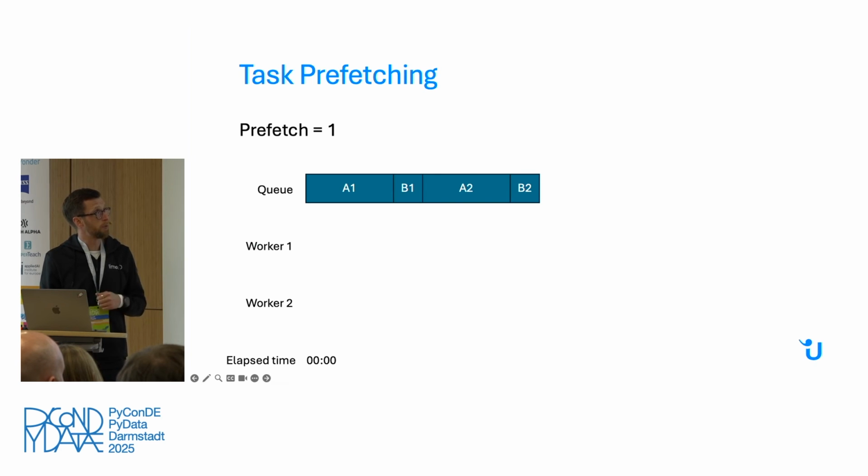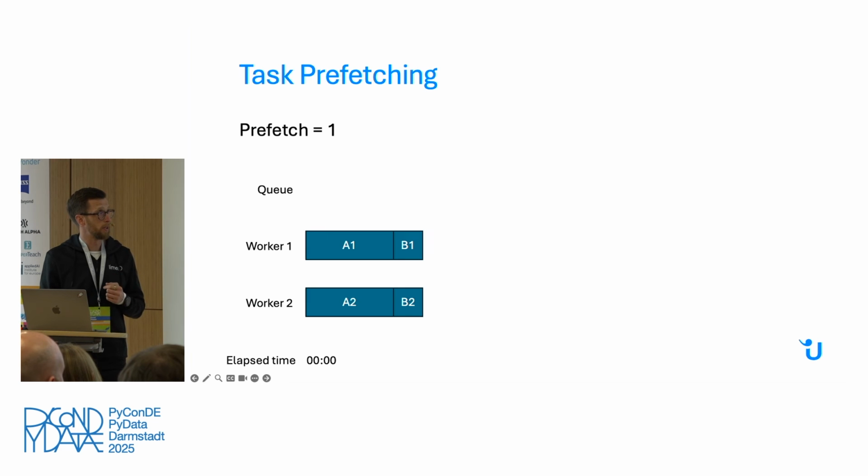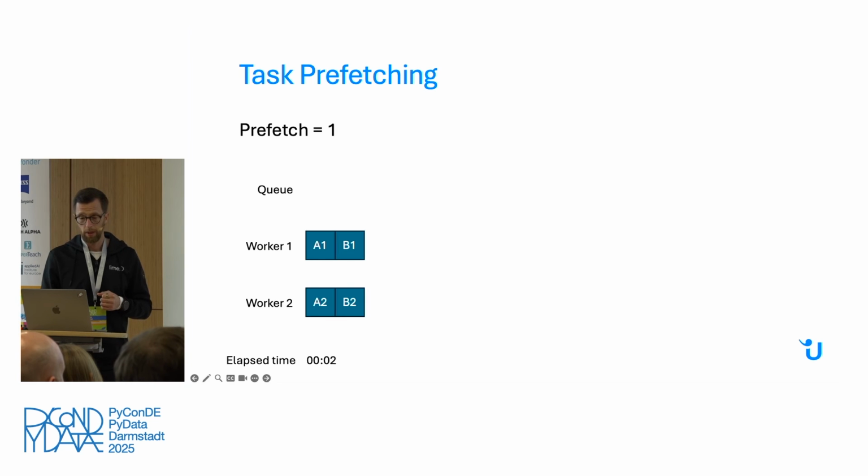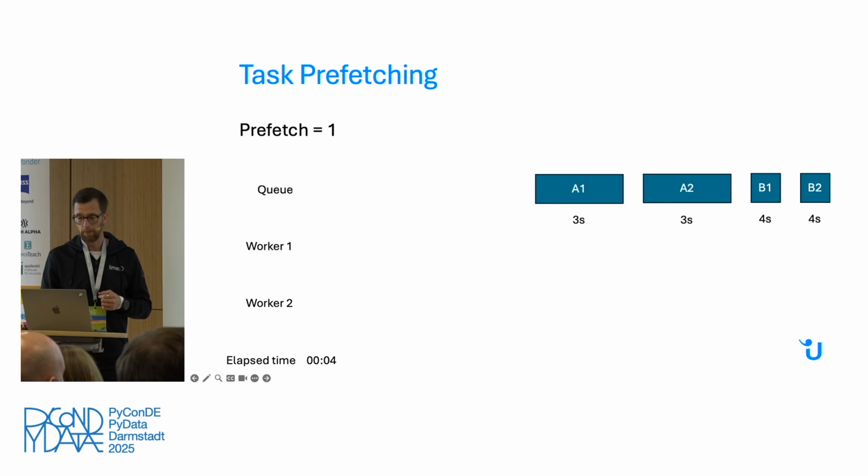So what actually happens with the prefetch of 1 and 2 workers is that both workers fetch 2 tasks when they're empty. And as you can now see, our B tasks are stuck behind these long-running A-type tasks in the queue. So now A1 and A2 get started without any latency, but the B1 and B2 tasks suddenly have a latency of 3 seconds and take on average 4 seconds to execute.